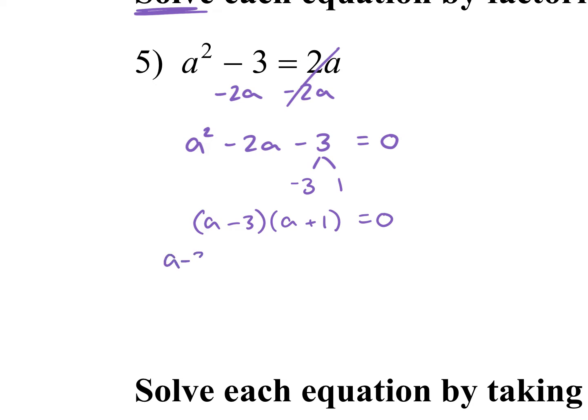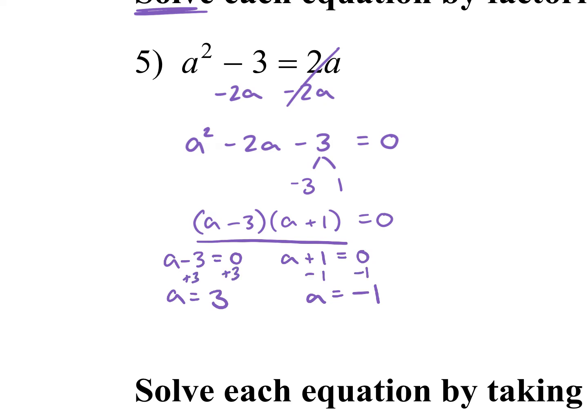So I would set a minus 3 equal to 0 and a plus 1 equal to 0. So what would a be equal to? 3 and -1. Perfect. Once you get to here, you just flip the signs of what's in the equation. Or we would just add 3 to both sides and subtract 1. So those are our 2 answers.